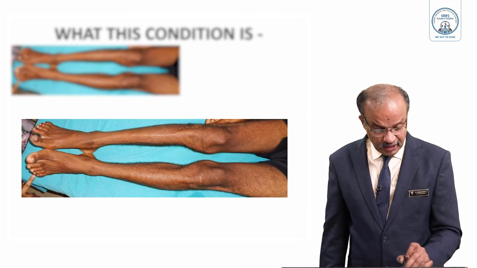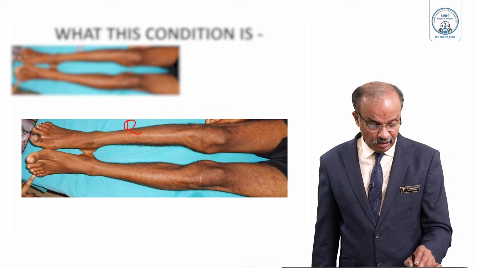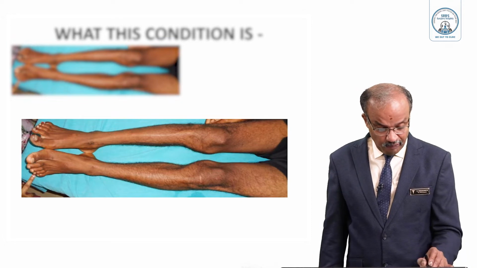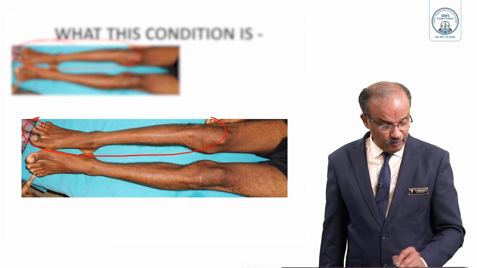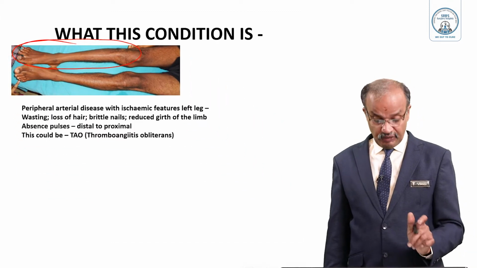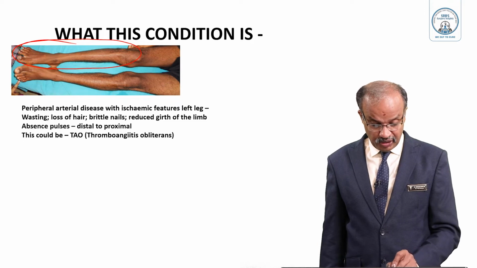All those typical features of ischemia are very clear. Left and right: on the right side there is an ischemia feature, the left side is relatively normal. So you can compare that. So typical features of ischemia are there on one side. So peripheral arterial disease with the ischemic features of the leg: wasting, loss of hair, brittle nail, reduced girth of the limb.